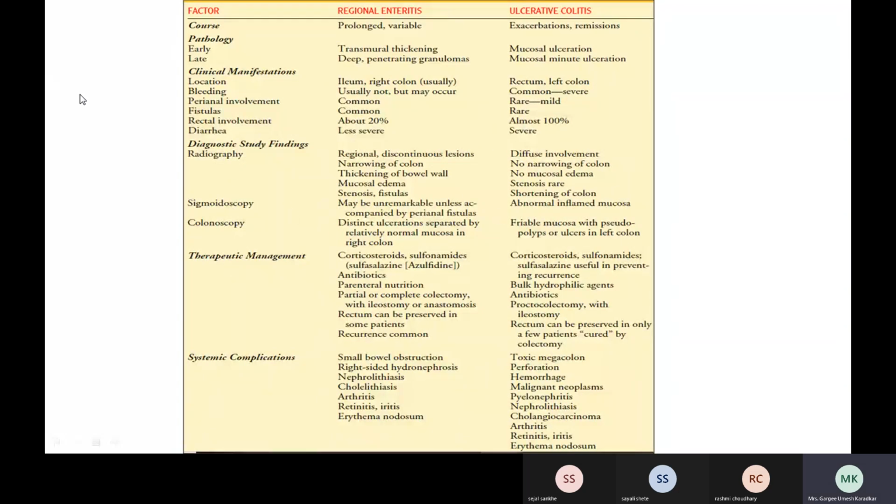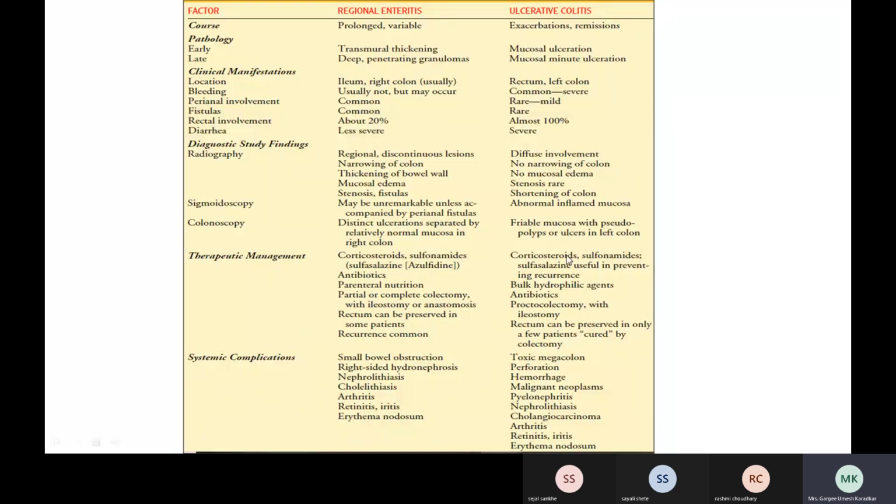Already I've told you what is seen in either of these, so I'm not going again into that. How is it managed? Regional enteritis: corticosteroids, sulfonamides, antibiotics, parenteral nutrition, partial or complete colectomy with ileostomy or anastomosis, and again recurrence may be seen.